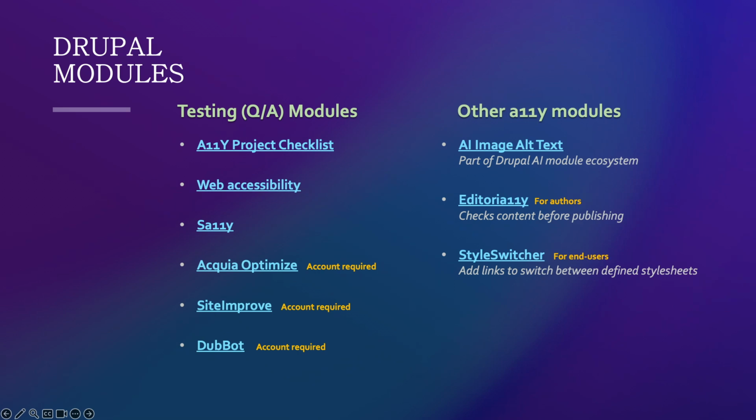And then there are some other accessibility modules that are not testing related. Part of the new AI module ecosystem for Drupal, they have an AI image alt text generator. And there are a couple of alt text generators out there in the Drupal module world. But this one I trust because it is integrated into Drupal's AI ecosystem already. So, and if you've seen any of that today or yesterday, it's been pretty cool.